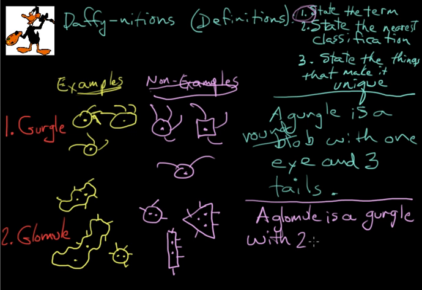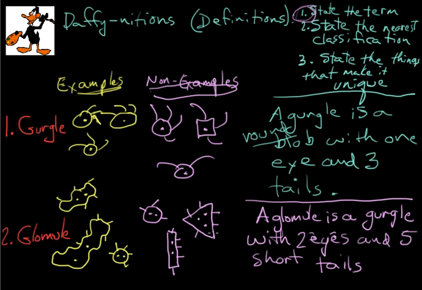2 eyes. And I like to do this because it's funny to make eyes in your word, eyes. 2 eyes, and that looks like a nose. All right, never mind. 2 eyes, and 1, 2, 3, 4, and 5 short tails. 5 short tails, because look, this has 5 short tails, but it has 3 eyes.